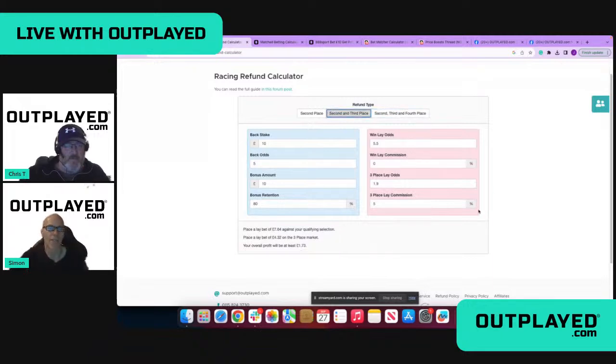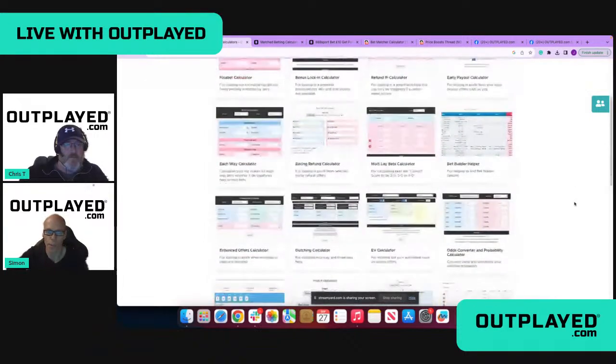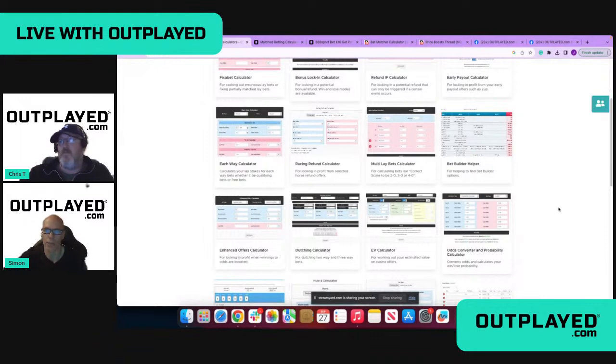If you were to have a refund if your horse finishes second or third, you should not lay the 4th place market, because if your horse is 4th, you lose both bets basically, and you lose quite a bit of money. So just be aware of that. The guide's in there in the post anyway. So yeah, that's another one of the calculators, a really useful one if people want to lock in. It's not essential, as I said. You can just back lay and hope. Absolutely valid to do that.